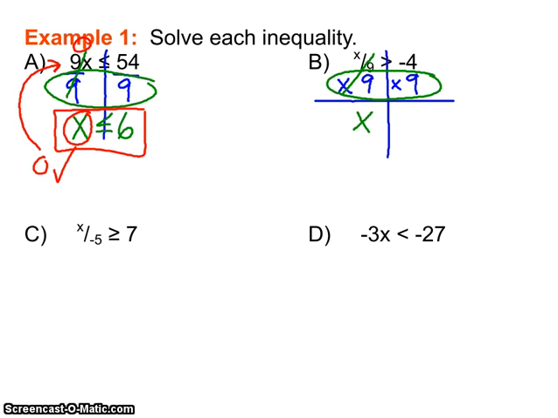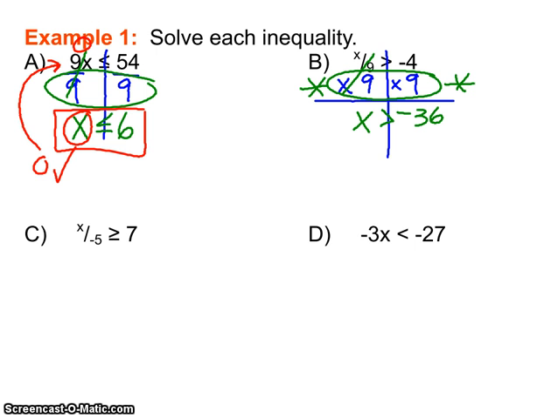Now, some students see that negative and think, oh, I have to flip the sign. You only flip it if your inverse operation is multiplying or dividing by a negative number. Only the inverse operations. So this is positive 9, so we get negative 36. And again, because we multiplied by a positive for our inverse operation, we just have to bring the sign down, and we get an answer of x is greater than negative 36.